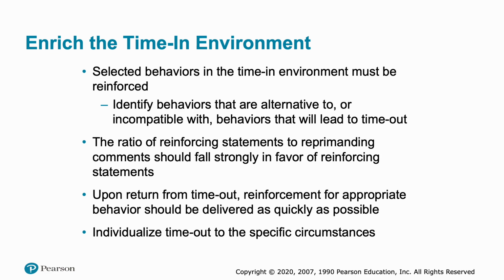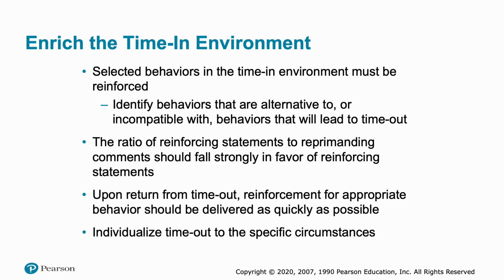So in addition to having your timeout procedure for the behavior that you're targeting for reduction, you want to have certain behaviors that you are targeting for increase. You want to have alternative behaviors that you're targeting for increase. You want to have possibly incompatible behaviors that you're targeting for increase. So that this person is able to access reinforcement at a much higher rate for engaging in these appropriate behaviors, and instead of engaging in problem behavior, they'll choose to engage in the desirable behaviors.